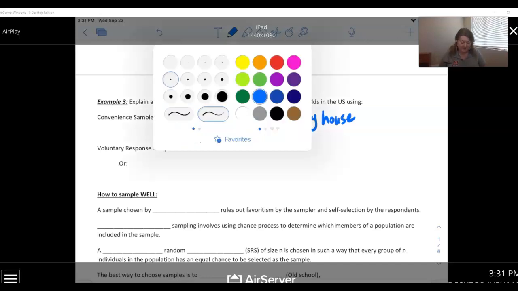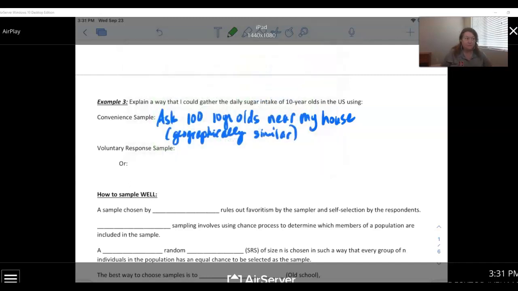Okay, voluntary response. Well, how do I do that? I could ask 10-year-olds to volunteer to answer my questions. So I could put out a survey on the internet or on Twitter or something like that, right? A place where I think 10-year-olds might respond, or maybe the parents of 10-year-olds. So maybe a Facebook poll, right?